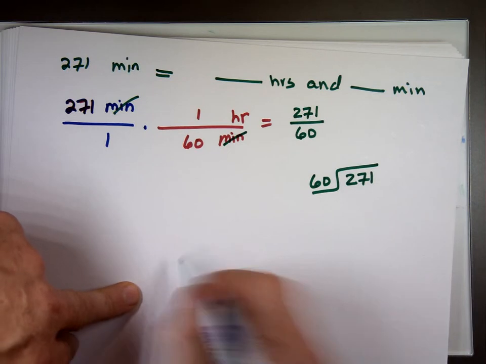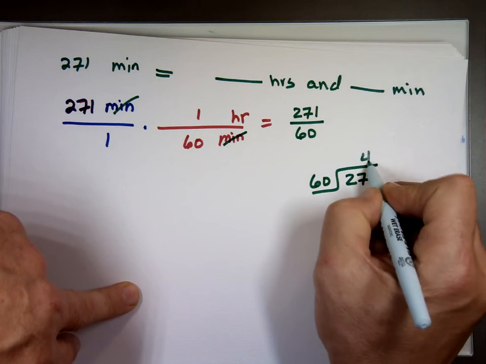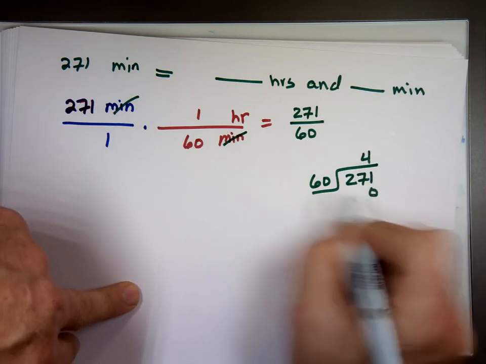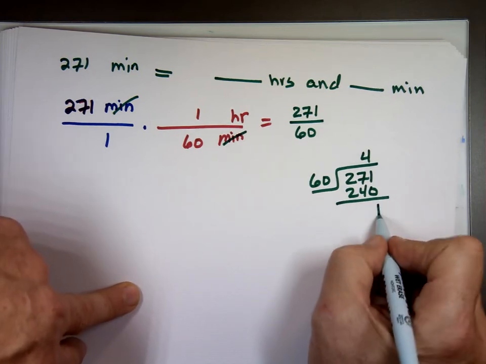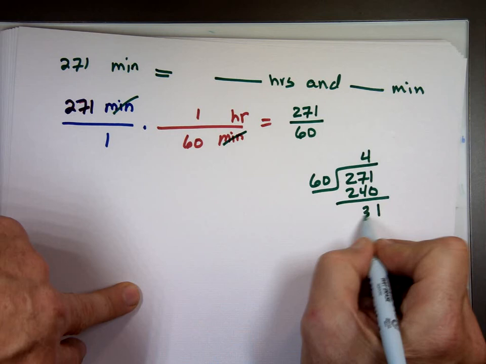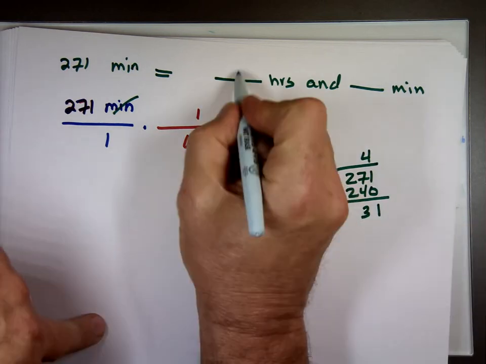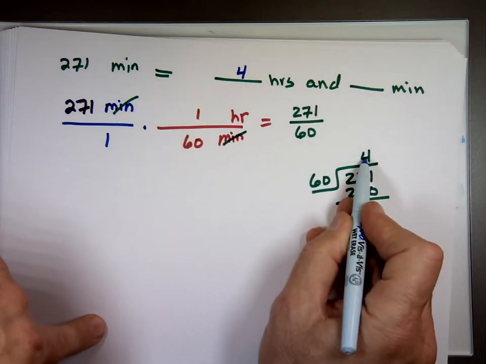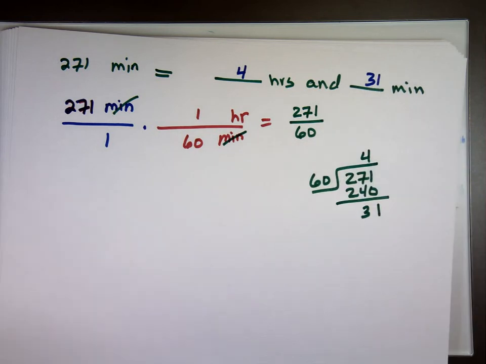Could it be 4 maybe? 4 times 0 is 0. 4 times 6, 24, 240. 0 from 1 is 1. 4 from 7, which is what? 3. So how many hours do we have? 4 hours. And how many minutes? 31 minutes. Four hours and 31 minutes.